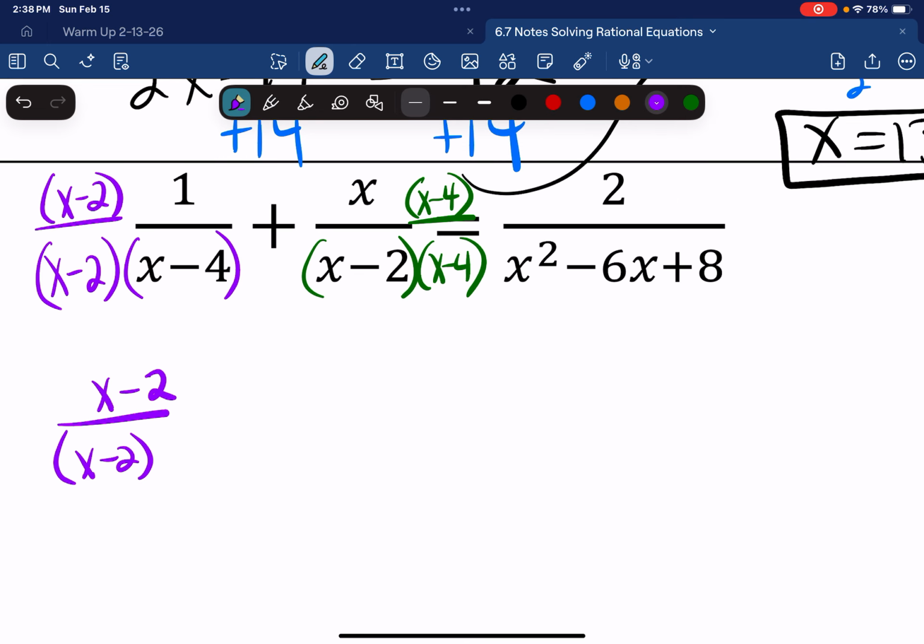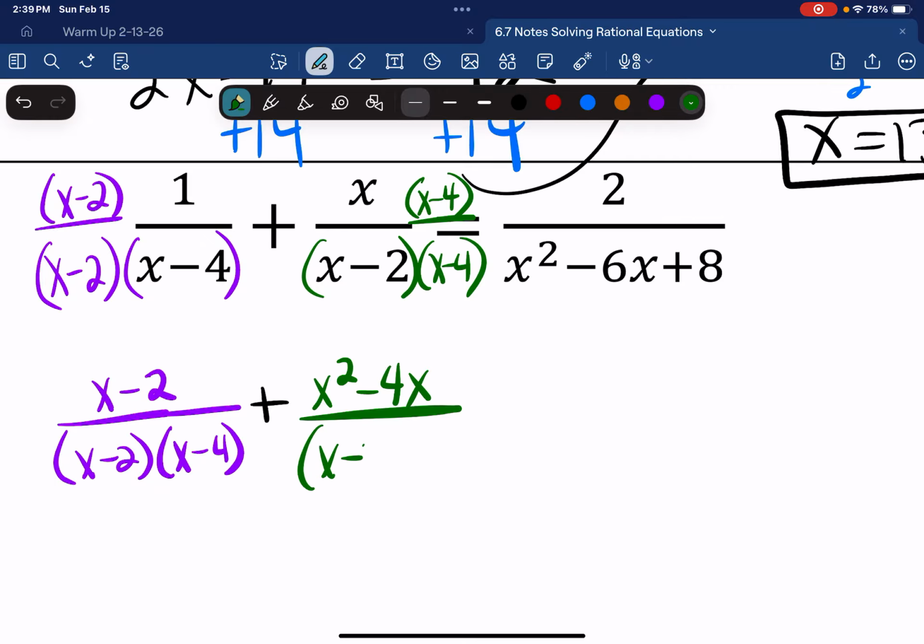Well, maybe I can use these tools. x minus 2 times x minus 4. And then we'll add to that. x times x gives us x squared. x times that minus 4 gives us a minus 4x over x minus 2 times x minus 4. And all of that should equal 2.